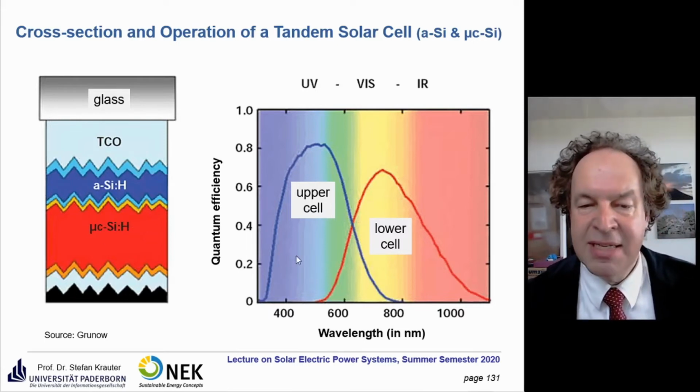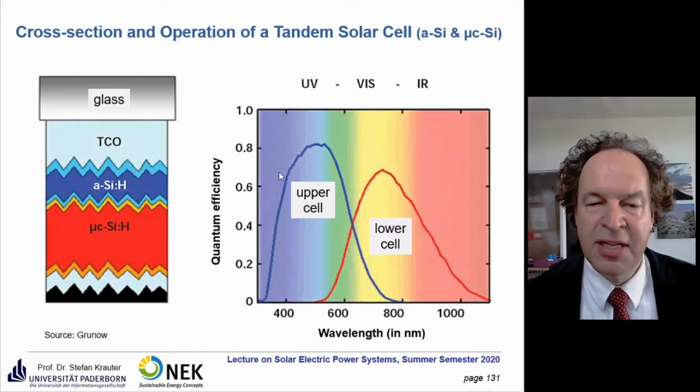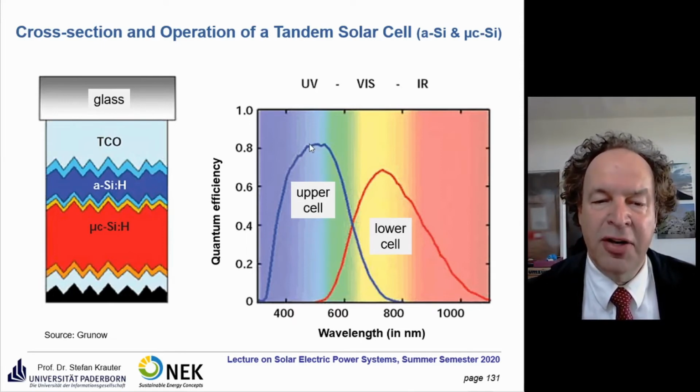You see that on the right side, the upper cell, amorphous silicon, has its maximum conversion efficiency in the vicinity of 500 nanometers, and then the efficiency gets low. The photons pass through that cell, not getting absorbed, and then they reach the lower cell where they get absorbed in the vicinity of 800 nanometers, where the maximum conversion efficiency of that microcrystalline solar cell is.